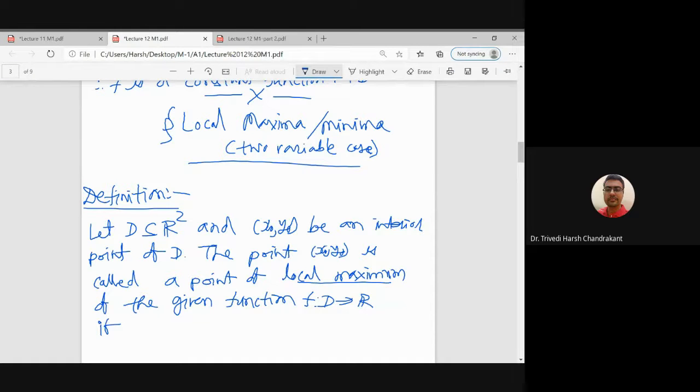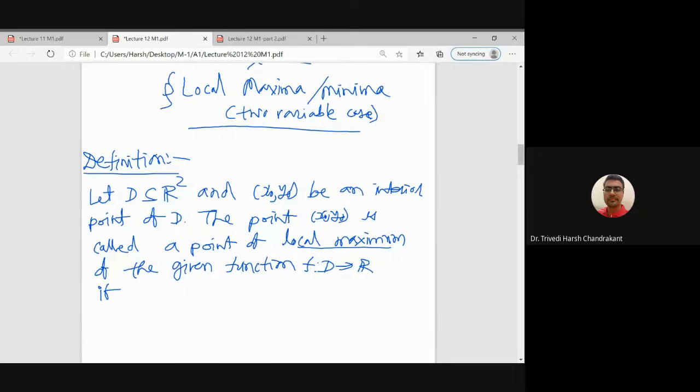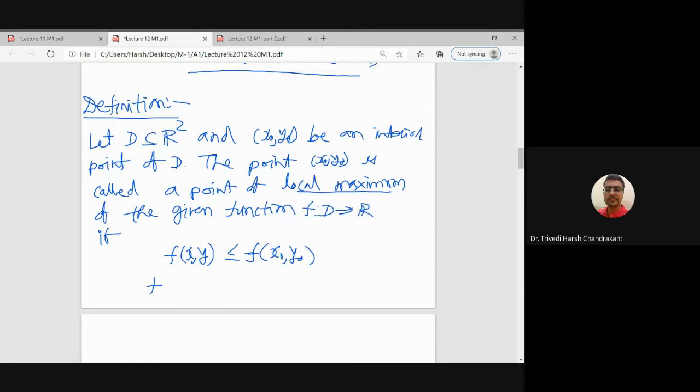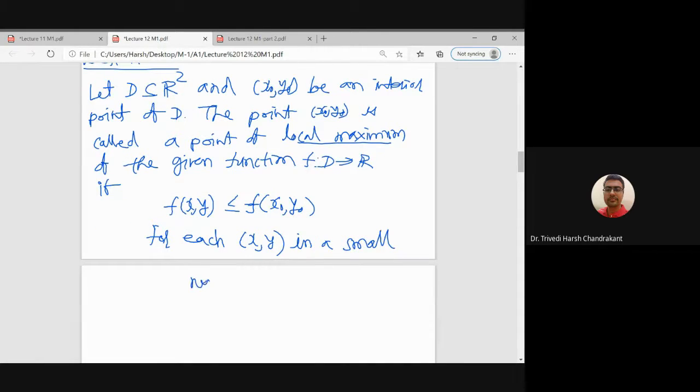if the condition is satisfied. So at x naught, y naught the value of the function is maximum. So it is bigger than the value at all other points, for every x, y in a small neighborhood of x naught, y naught.